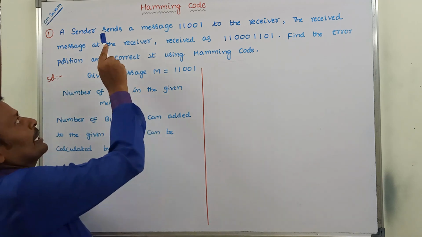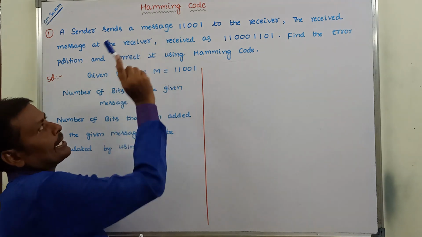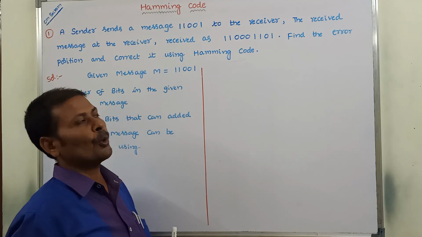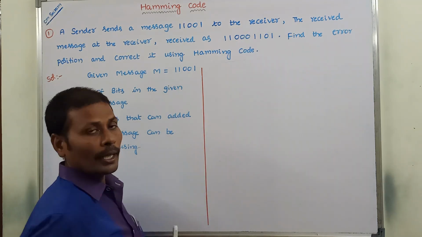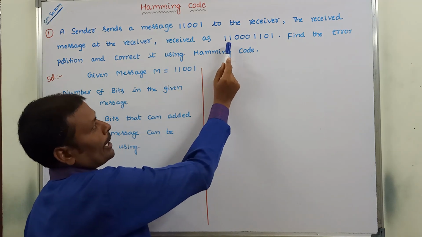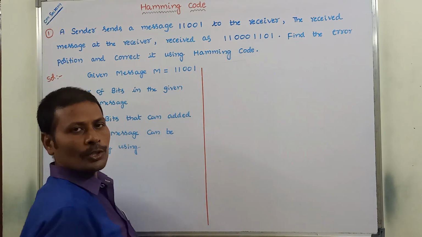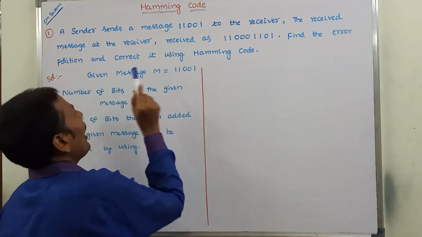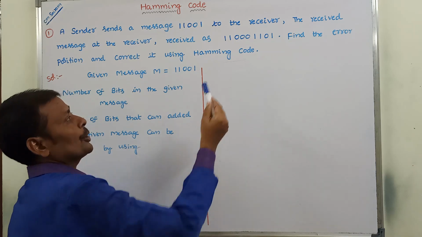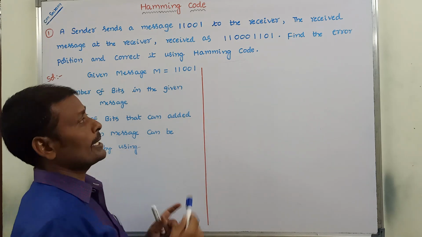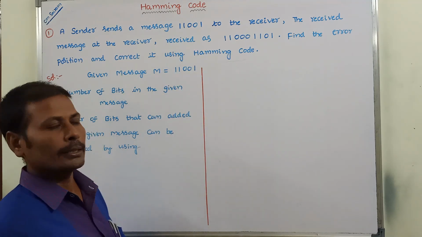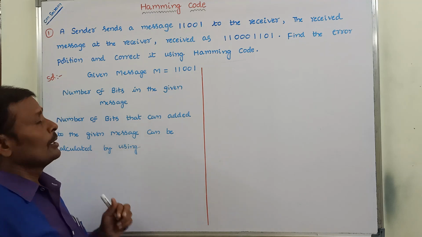The given problem is: a sender sends a message that contains the bits 11001 to the receiver. At the receiver, the message is received as 11001101. Find out the error position and correct that error position using Hamming code. This is the given problem. How to solve it, that is discussed here.